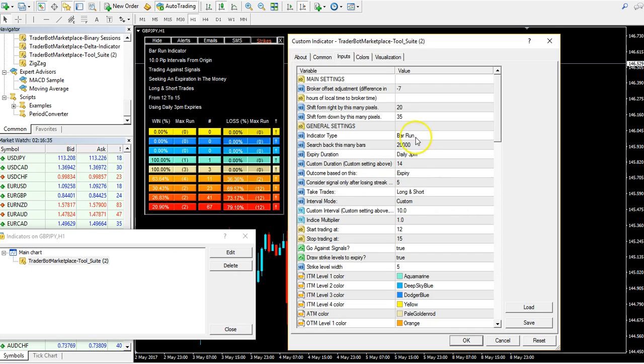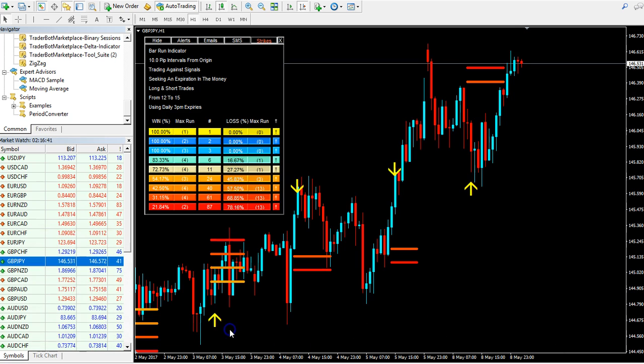What if I put a number 4 in there? That's 4 losses in a row. It'll only take a trade after 4 losses in a row. Well, I know my win rate is 72%. However, there's only been 11 trades. It's got a 72% win rate. It's won 4 in a row, and it's lost only one time, and then the next one was a winner.